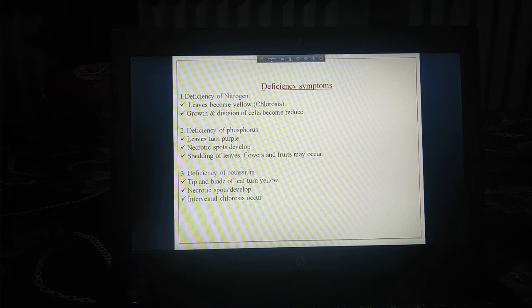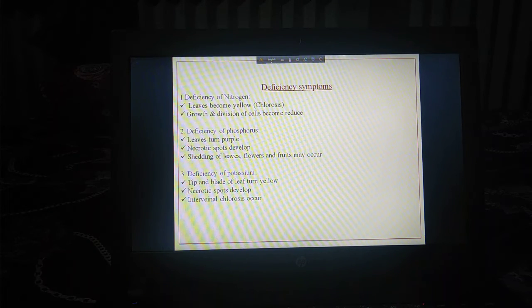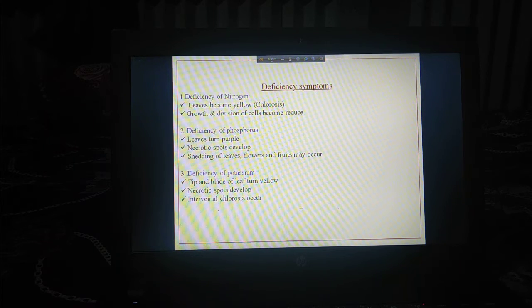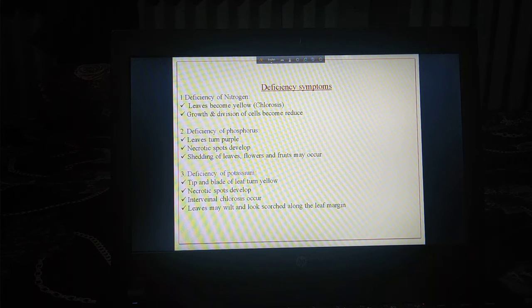Necrotic spots develop, intervenal chlorosis occur. That means একটা লিফের মধ্যে যে ভেনগুলো আছে, যে শিরাগুলো আছে, দুটো ভেনের মাঝখানে যে স্পেসটা থাকে লিফ ব্লেডের, এখানে ক্লোরোসিস দেখা যায়। লিভস মে উইল্ট, অর্থাৎ নুয়ে পড়ে যাবে, and look caused along the leaf margin. Apical buds and lateral buds will become die. Apical means the bud which present at the apex, lateral bud that means the bud which present at the lateral side of the stem. So both the buds will become die.